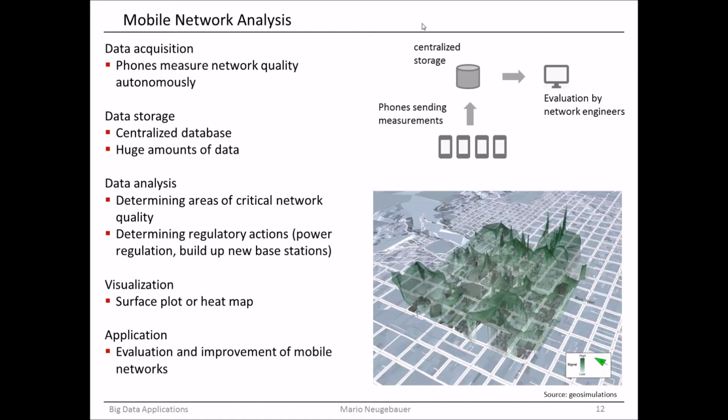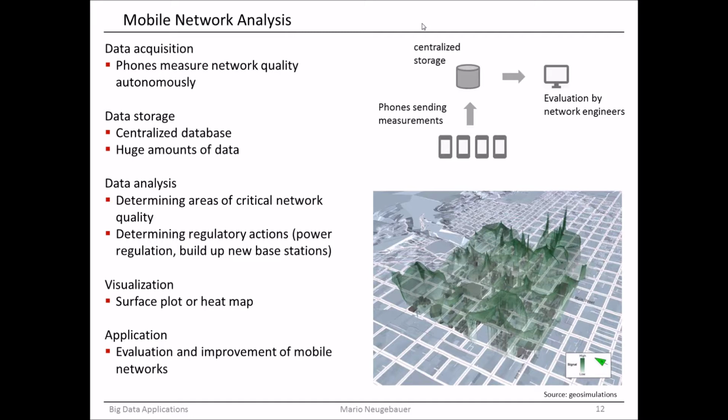And if you imagine that many phones of your customers are equipped with this software, and many phones regularly measure the network quality, then you can conclude that there's a huge amount of data which is acquired by all the phones together. Then comes the data analysis, which has to determine in which network areas the quality is so low that the network operator has to improve it by placing new base stations, for example. So identifying critical network quality areas is the key goal for data analysis.